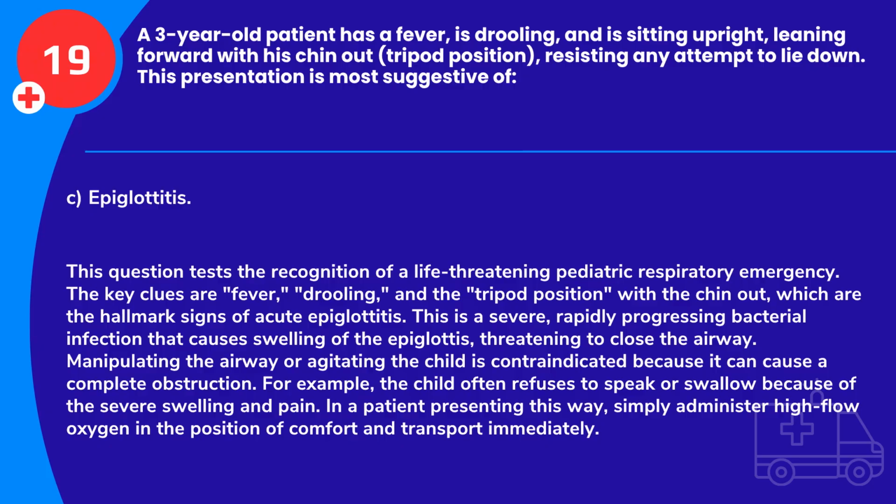The key clues are fever, drooling, and the tripod position with the chin out, which are the hallmark signs of acute epiglottitis. This is a severe, rapidly progressing bacterial infection that causes swelling of the epiglottis, threatening to close the airway. Manipulating the airway or agitating the child is contraindicated because it can cause a complete obstruction. For example, the child often refuses to speak or swallow because of the severe swelling and pain. In a patient presenting this way, simply administer high-flow oxygen in the position of comfort and transport immediately.